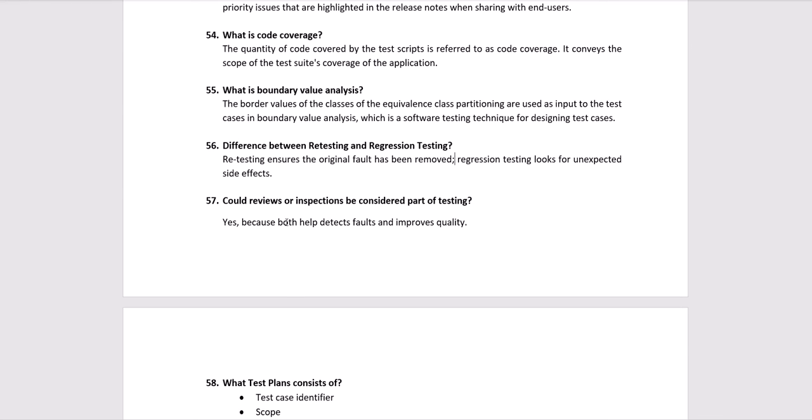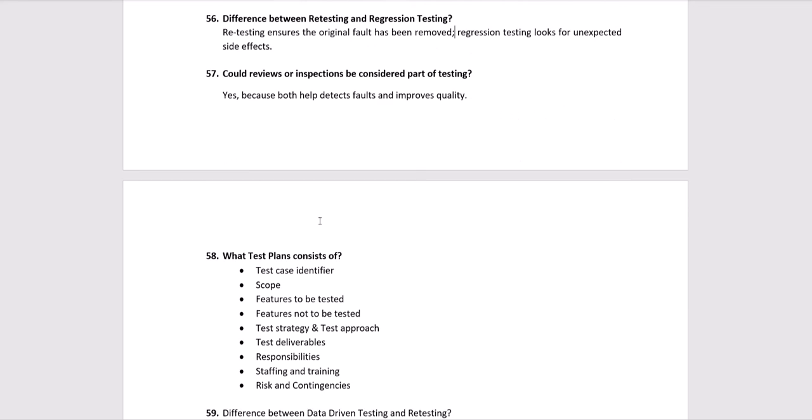Next question is, could reviews or inspections be considered part of testing? Of course, because both help find defects and faults, and improve the quality. So reviews and inspections are also part of testing.